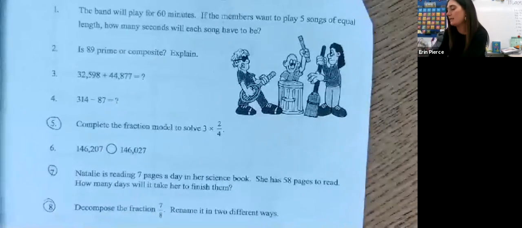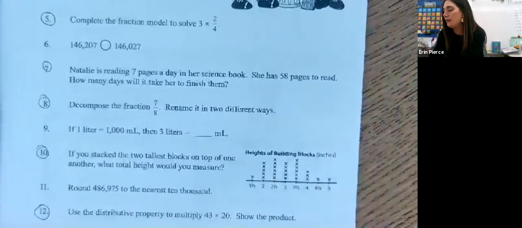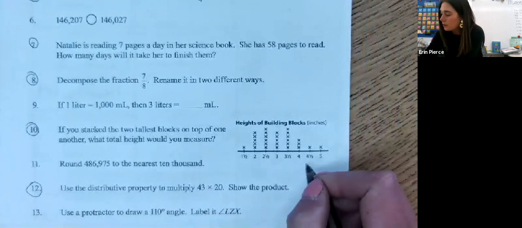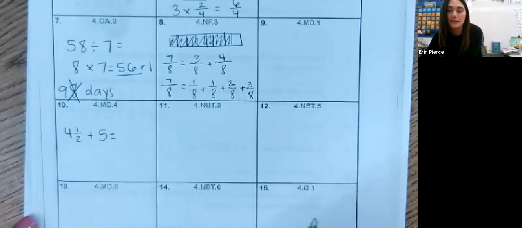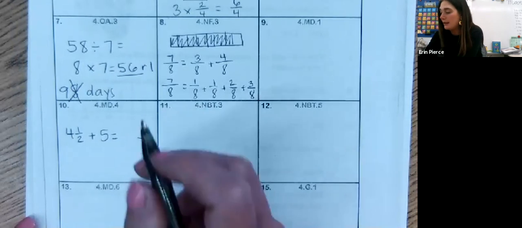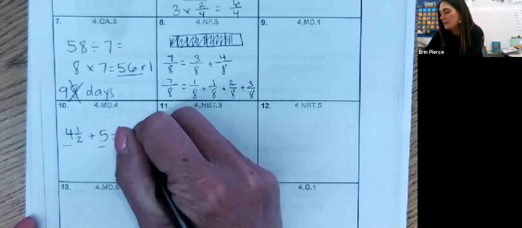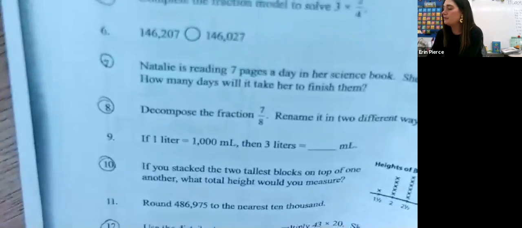Number 10, if you stack the 2 tallest blocks on top of one another, what total height would you measure? So our 2 tallest blocks are 4.5 and 5. So I need to do 4 1/2 plus 5. Since my second number doesn't have a fraction, I can keep 1/2 the same. So we're just adding the numbers out front. So 4 plus 5 is 9. Our next one that we're going to do is number 12.